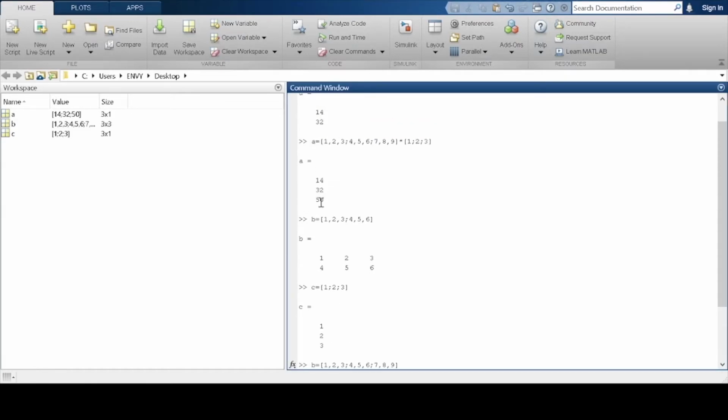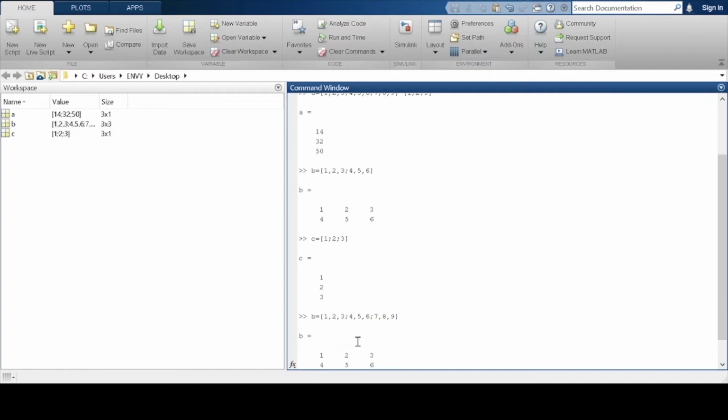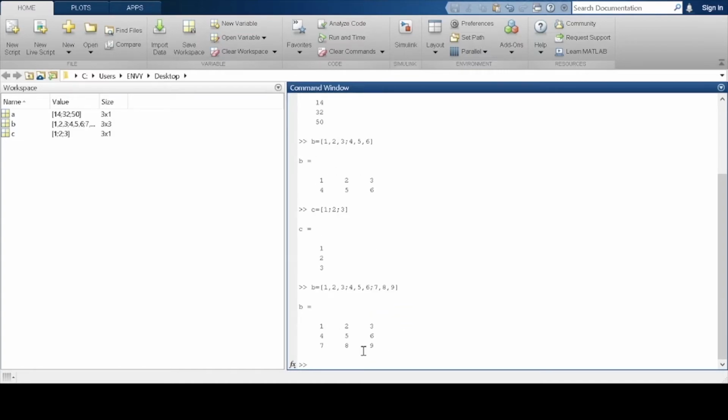To get this result, an additional row having the entry 50 is there. How has that come? It's nothing but 7 into 1 plus 2 into 8 plus 3 into 9. So the net result would be 50. This will help you understand how the data entry affects the output in MATLAB.